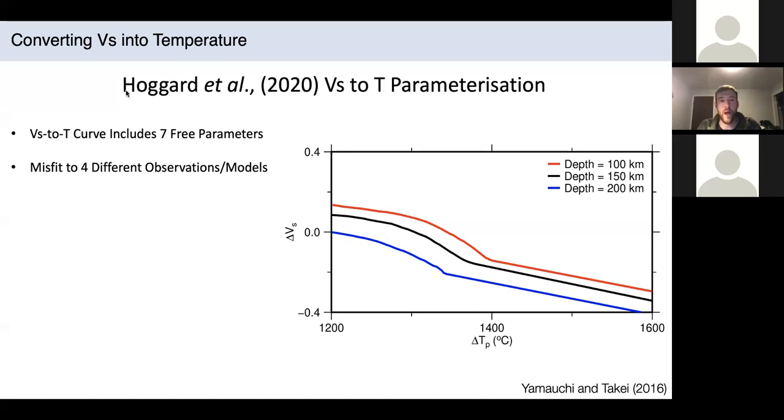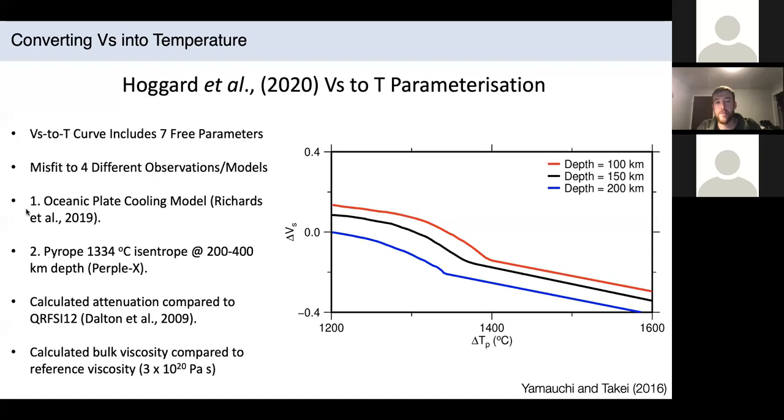defined. The way Hoggard et al. 2020 defined them is by reducing the misfit between the temperature models generated by these curves and 4 different observations or models. So you have to fit the plate cooling relationship in the oceans. You have to have an average potential temperature in the mantle of 1334 degrees C. And you have to have a reasonable attenuation and viscosity for your mantle as well.